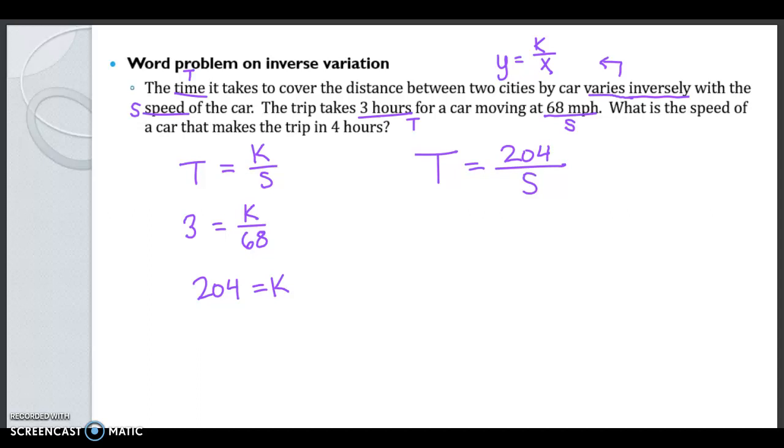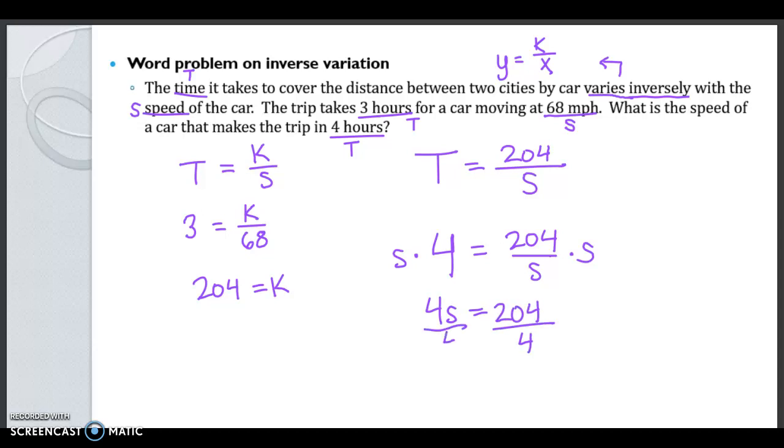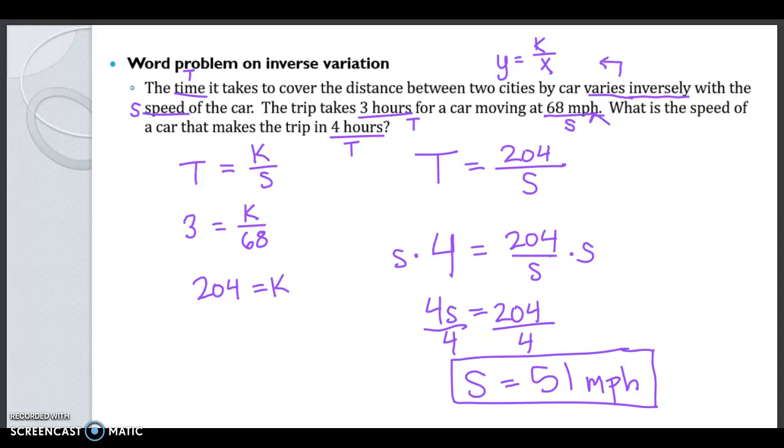Then the question asks, what is the speed of the car that makes the trip in 4 hours? So there's another time. So I use my equation to find the speed of the car. Time is 4, 204 divided by s. Let's go ahead and multiply by s. So we'll get 4s equals 204, and then divide by 4. So what is the speed when time is 4, when it takes 4 hours? 51. And our units with our speed are miles per hour. So that's our answer. Let's do another one.